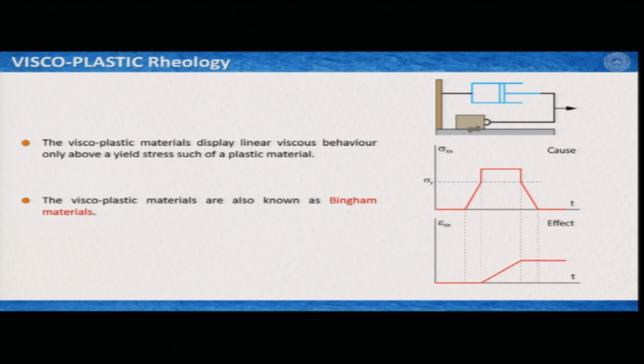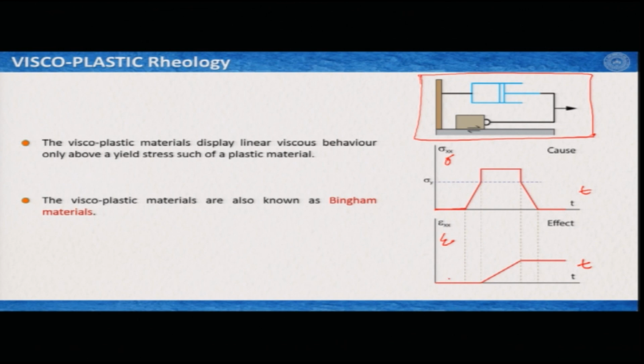Now, viscoplastic materials are also known as Bingham materials or Bingham plastics, and a typical viscoplastic rheology is generally shown by the parallel arrangements of friction block and dash pot, which is shown here. So, what is happening in this case? If I try to understand these two plots, this is sigma versus time and strain versus time.